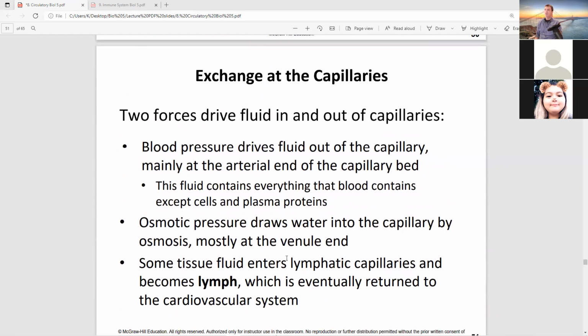So two forces drive fluid in and out of capillaries. Blood pressure drives fluid out of the capillary, mainly at the arterial end of the capillary bed. This fluid contains everything that blood contains except cells and plasma proteins. And then osmotic pressure draws water into the capillary by osmosis, mostly at the venule end. Some tissue fluid enters lymphatic capillaries and becomes lymph, which is eventually returned to the cardiovascular system.